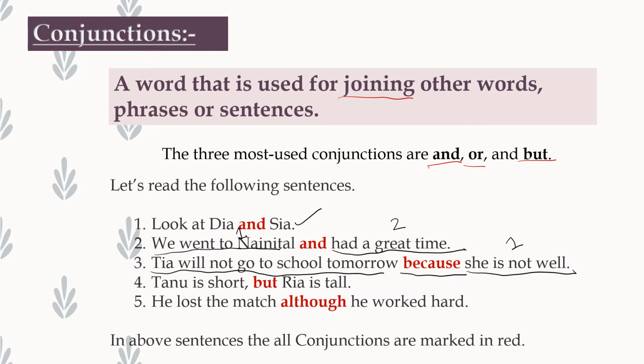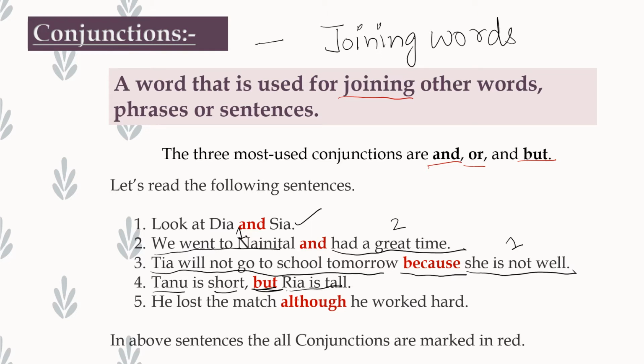Next it says, Tanu is short but Ria is tall. Now but is joining these two sentences, where the first girl, her name is Tanu, and she is short, but Ria, on the other hand, is tall. But is also a joining word. It's also a conjunction because it joins two words or two sentences. So they are called joining words. As nouns are called naming words and adjectives are called describing words, similarly, conjunctions are called joining words because they join.